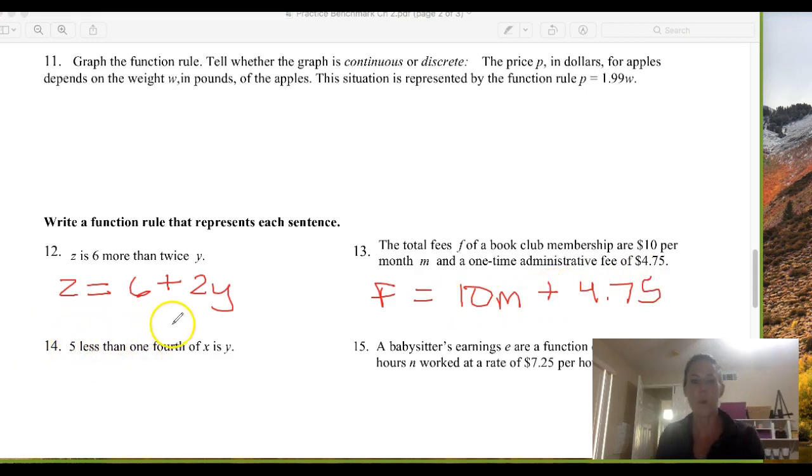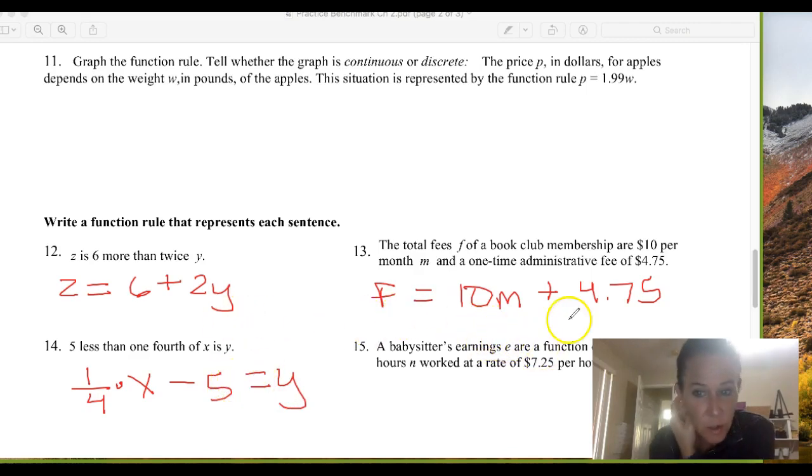5 less than 1/4 of x is y. Okay. 5 less than 1/4 of x. Whenever you have a less than, hold on to that. Let's go 1/4 of x. So 1/4 of is a multiply. I'm going to take 1/4 and multiply by x. And I want 5 less than that. I want 5 less than 1/4 x. It is y.